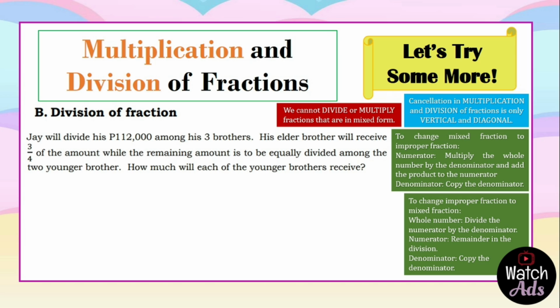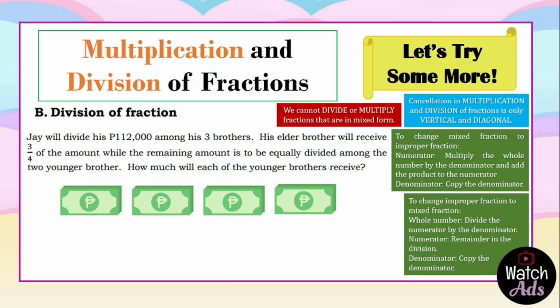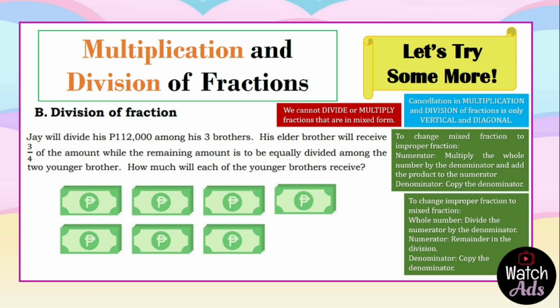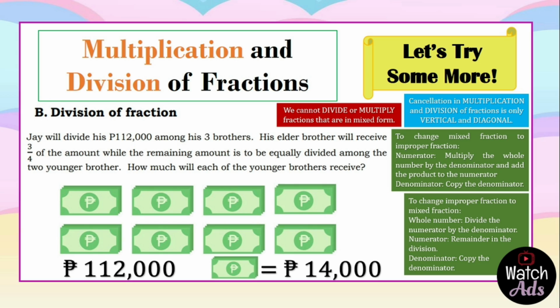Now I want to divide 112,000 pesos into 8. So assume that 112,000 is divided into 8. So each peso bill is equal to 14,000. 14,000 multiplied by 8 is 112,000. Now these 8 sets of peso bills are equal to 112,000. Remember, the elder brother will receive 3/4 of the amount.